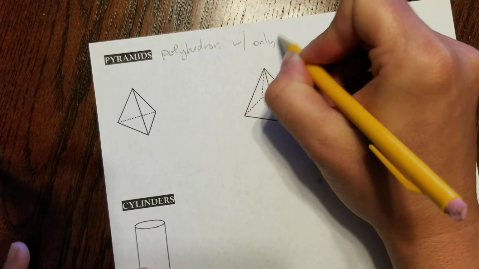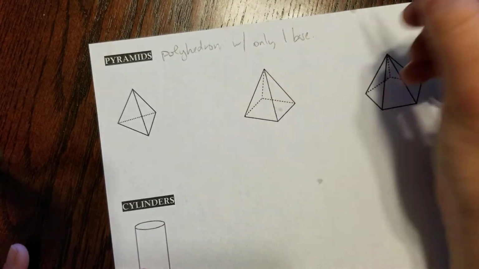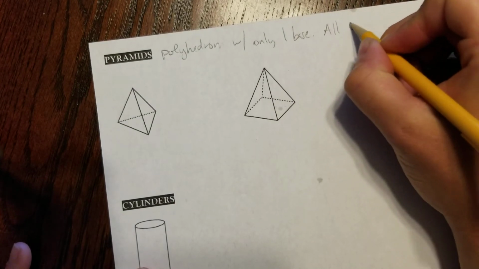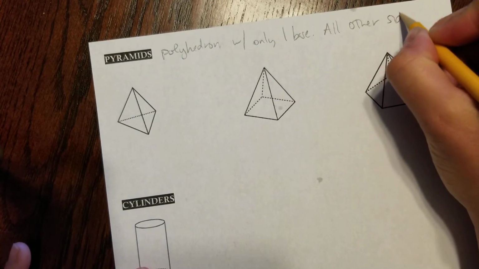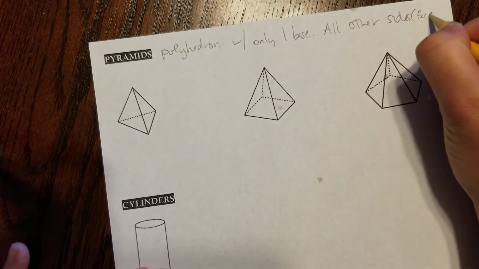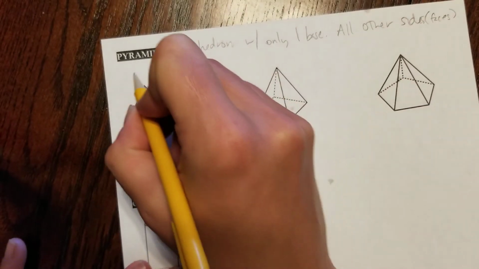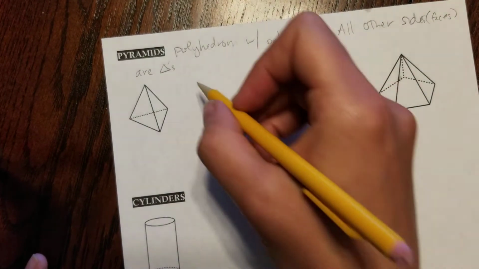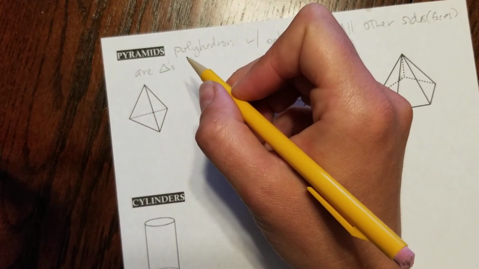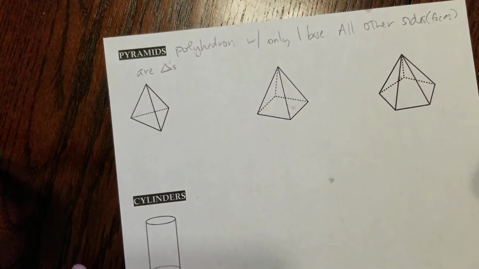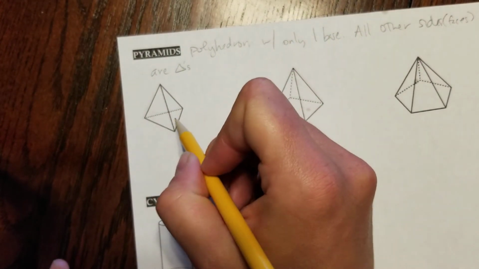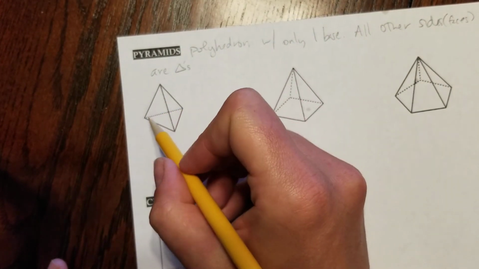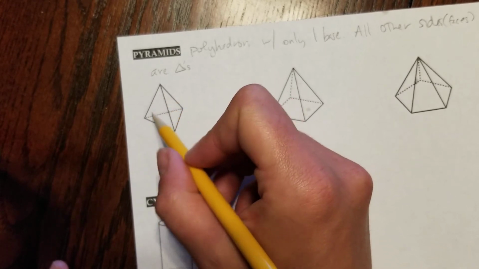With only one base. All other sides or faces, right? Those faces are triangles, and all of those faces intersect at a vertex. So you can see here, we have all triangles in this picture.